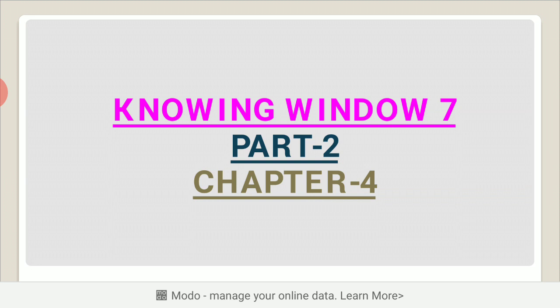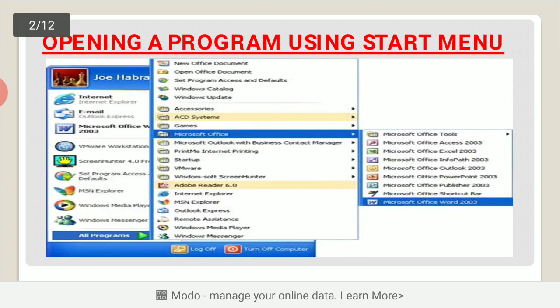Okay, so in this video, you will learn how to open a program and many more. So let's start with opening a program using the Start menu. Dear student, you can open a program in Windows 7 by using the Start menu. And where is the Start menu? Yes, the Start menu. Windows 7 opens the program and displays it on the desktop.